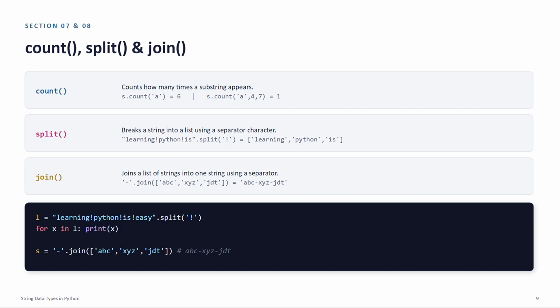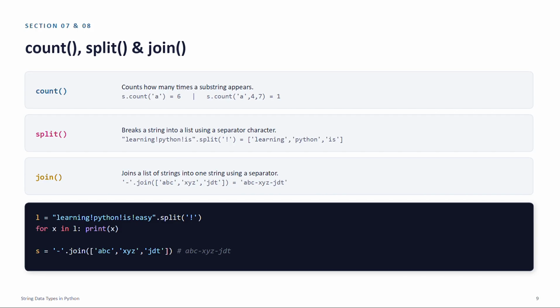Or you can use the syntax s.count of a, and after the character a you can pass the starting position and ending position. You will get the output as 1. Now similarly, here we are going to use the split function. The split function basically breaks things apart, join combines them together, and they are opposite. Split breaks a string into a list using the separator character, and join combines a list of strings into one string using a separator.